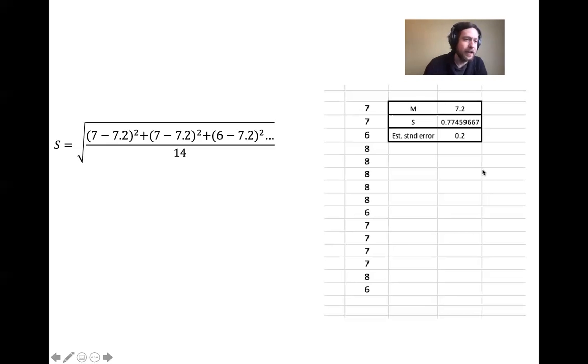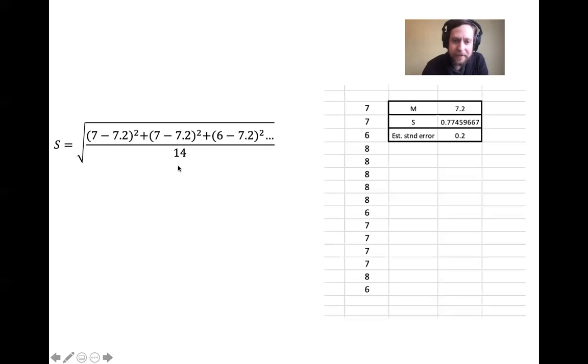So I would point out, this is a difficult thing a lot of students struggle with. When you're calculating sample standard deviation, the denominator is n minus 1. When you're calculating estimated standard error, the denominator is the square root of n.